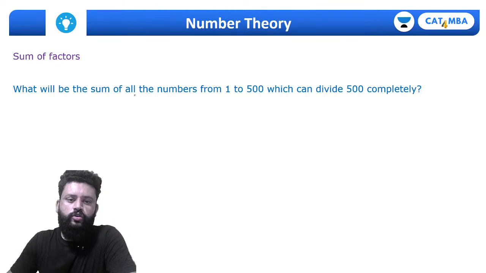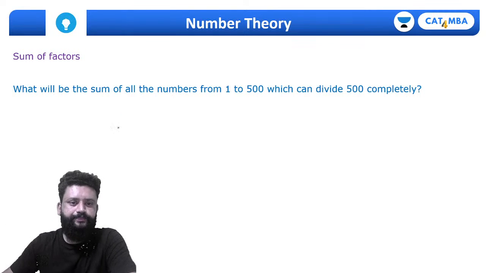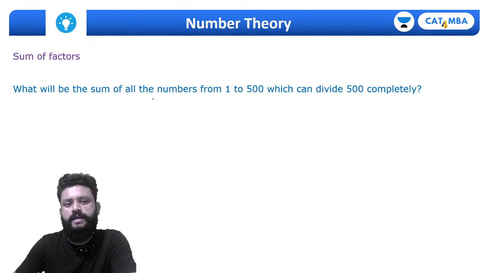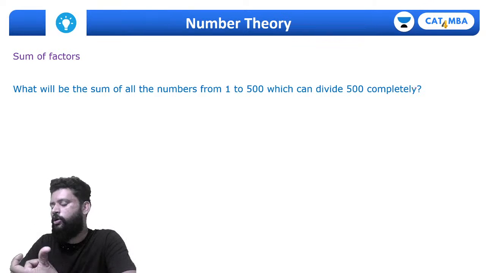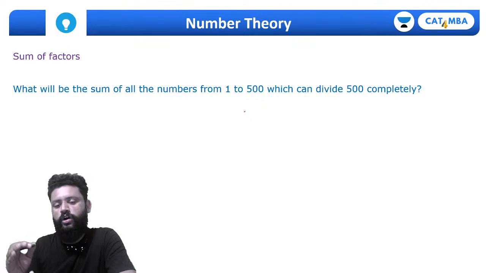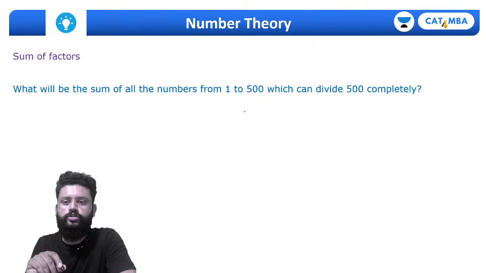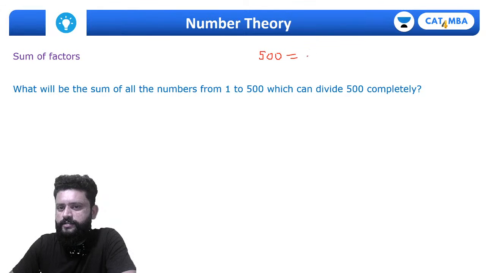Okay. Now, if I want to add those factors, let's talk about this. Now, how to add this? What will be the sum of all the numbers from 1 to 500 which can divide 500 completely? अभी हमें पहले सिर्फ काउंट पूछा था कि टोटल काउंट कितना है, राइट? Now I need not count that. I want to add all those 12 numbers. I know that ये 12 numbers आएंगे 500 को डिवाइड करने वाले, राइट? 500 is 2 square into 5 cube.